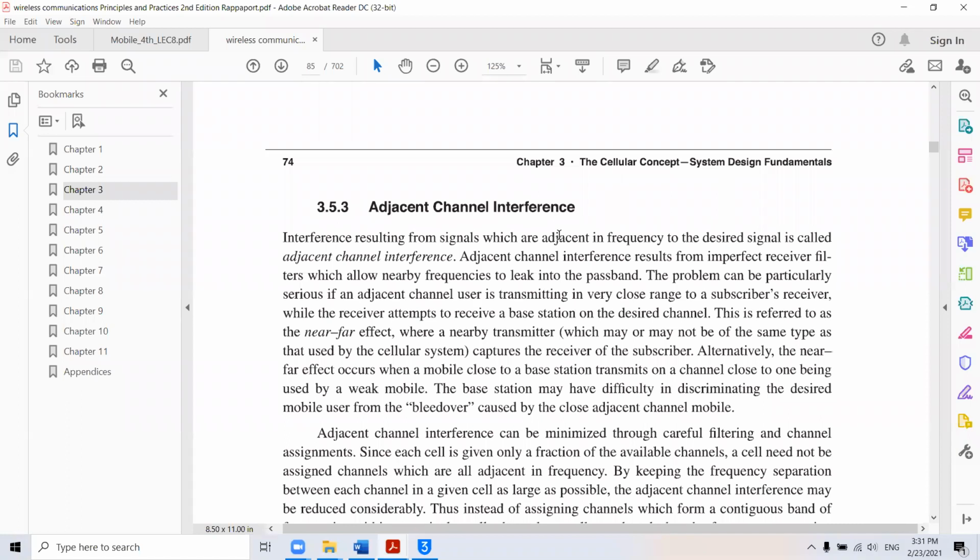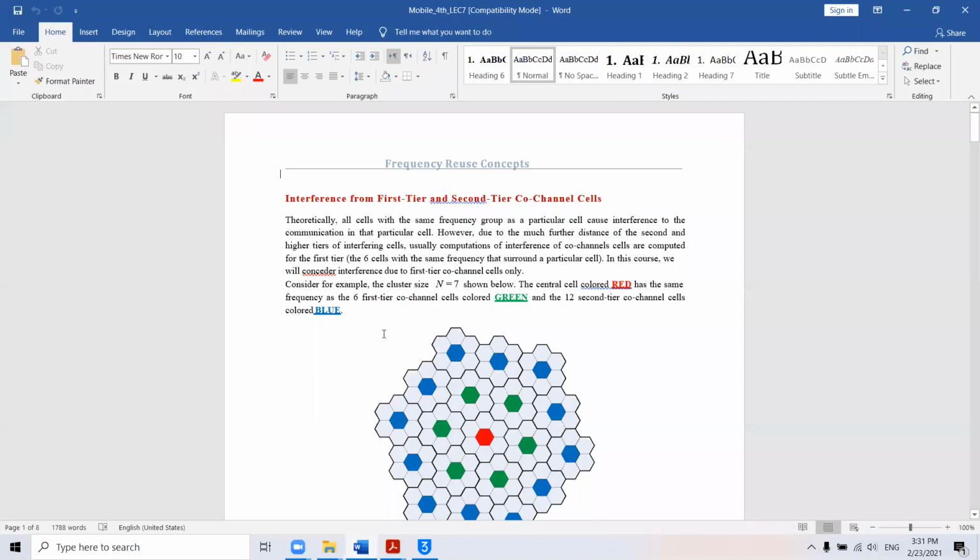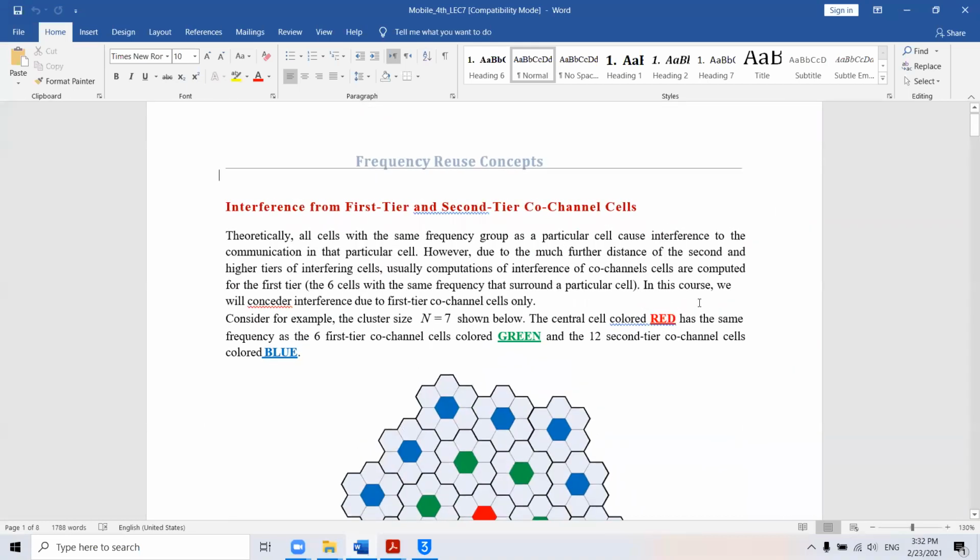So we have to find techniques, ways by which we are going to arrange the channels, or assign channels, allocate channels for given cells. Let me show you the lecture which talks about adjacent channel interference, and then we will study how to distribute or make a cell plan for the system.